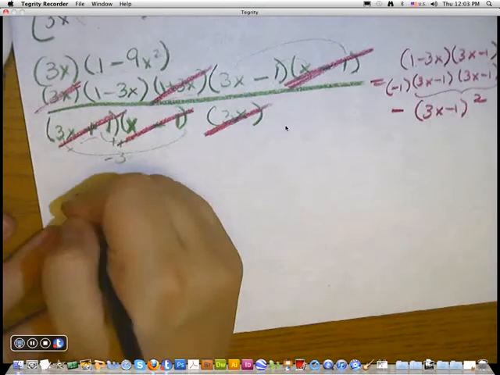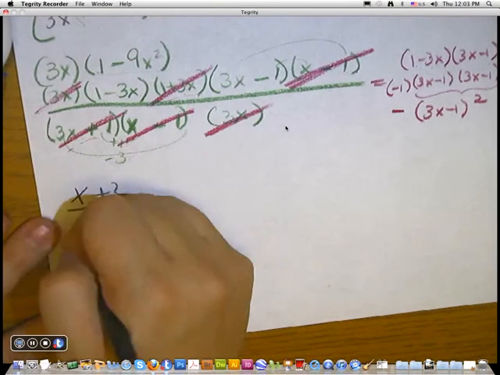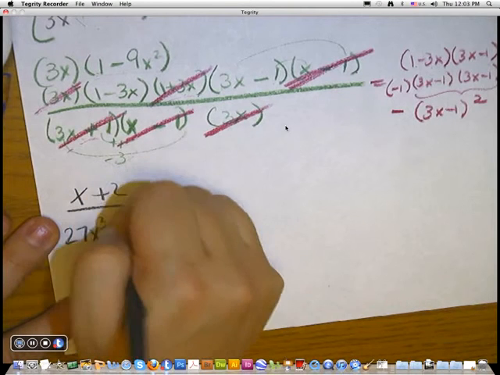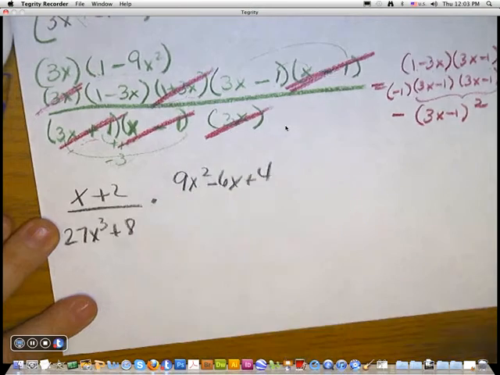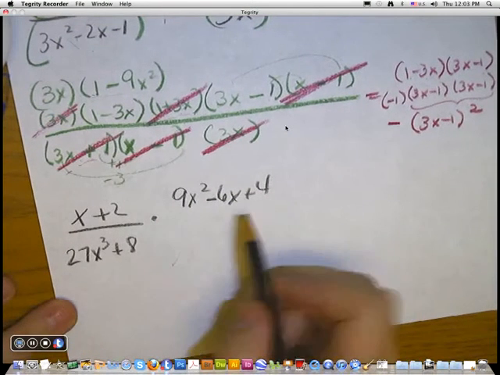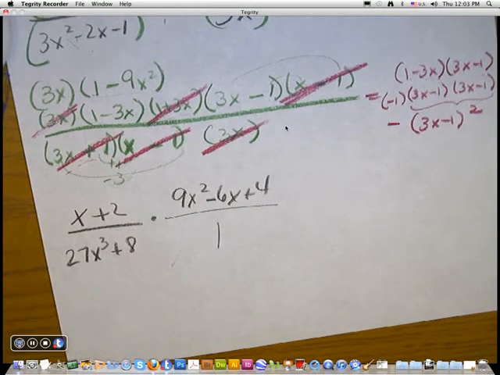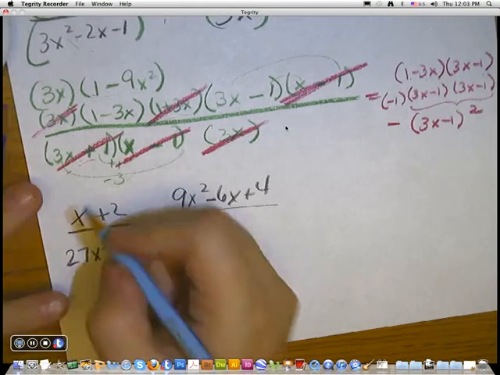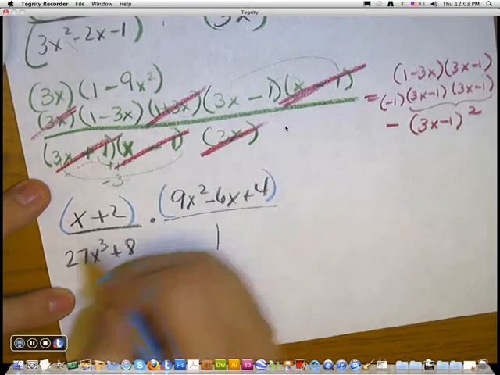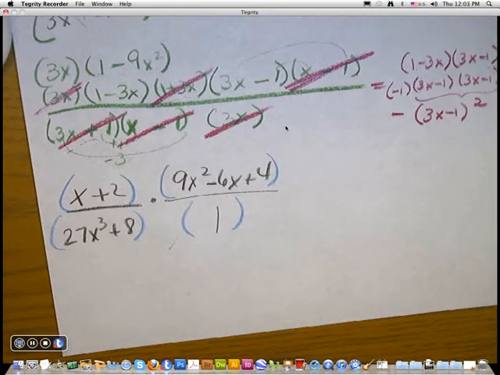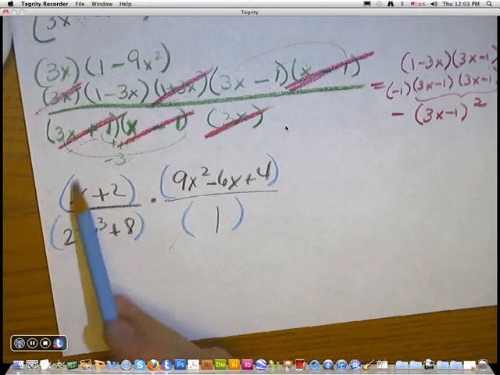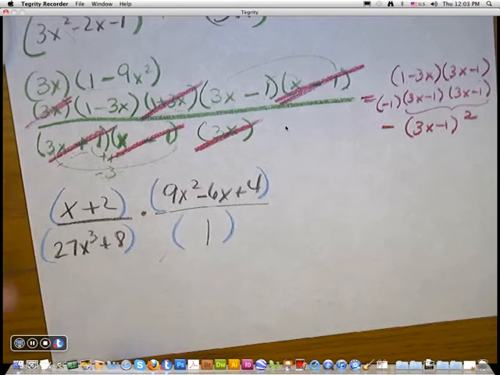Let's try another. X plus 2, 27x cubed plus 8, 9x squared minus 6x plus 4. Now, if it's not a fraction, we get to make it into one by putting it over 1. I highly recommend we put parentheses around them right away so we don't try to do something foolish and cancel things out that can't be canceled, because it's an all or none, either the entire parenthesis or none of the parenthesis. X plus 2 cannot be factored any farther. We leave it alone.